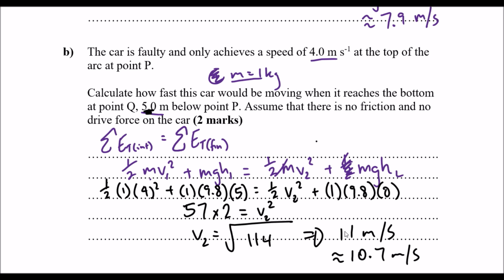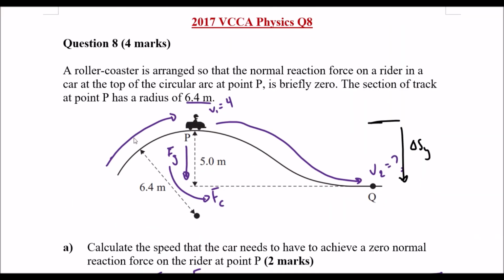Either way, 3 sig figs here would be a much more accurate number than the 11, as you can see there. So it probably meant 1 decimal place. Anyhow, that concludes our explanation for this question with our roller coaster.